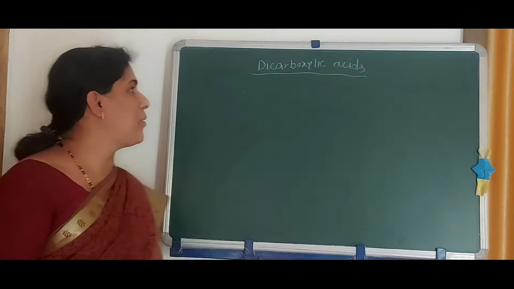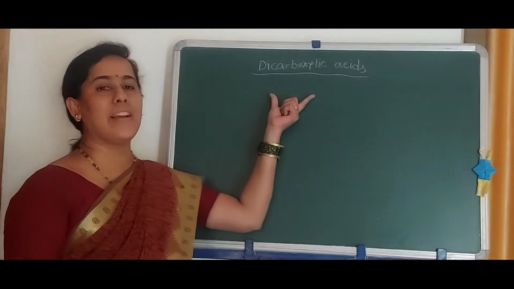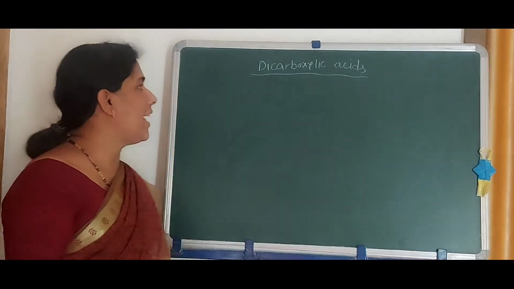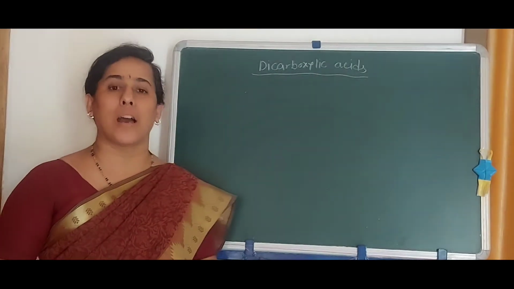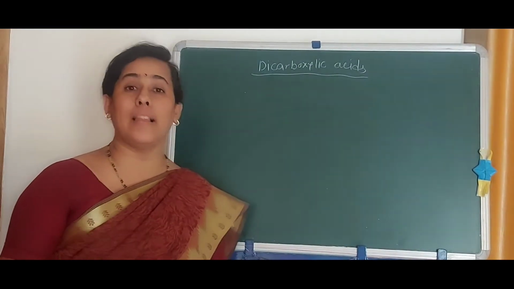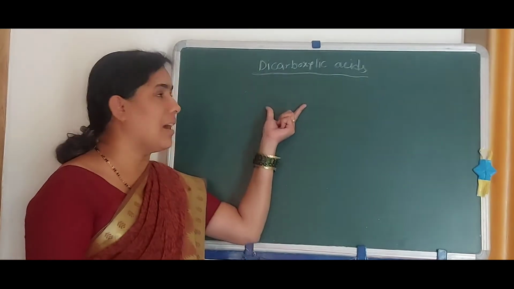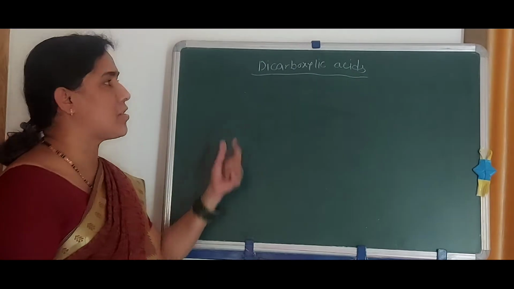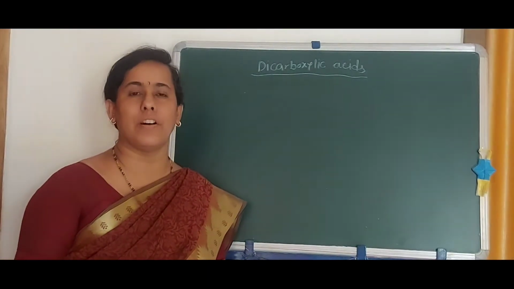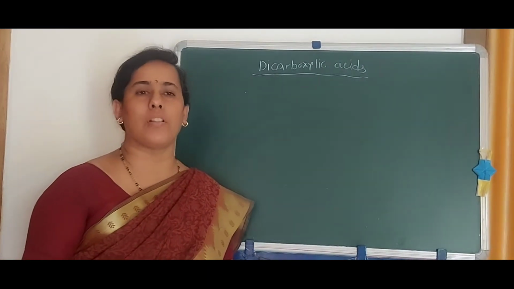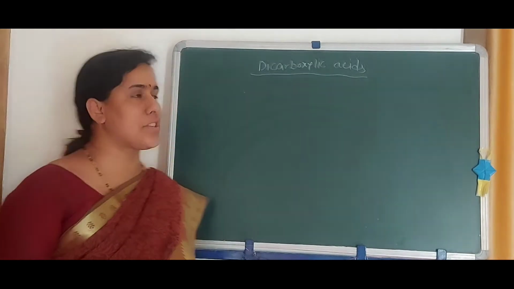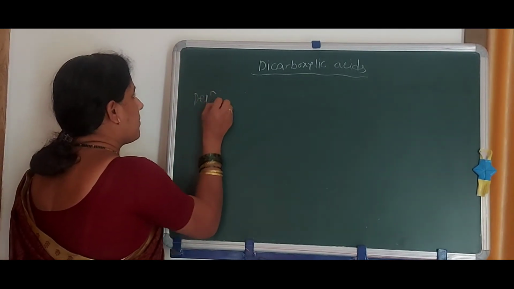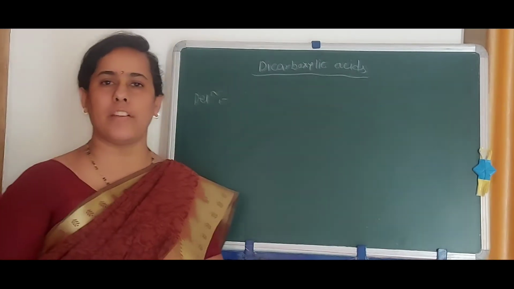Hello everybody. Today we are going to discuss the next point called dicarboxylic acid. In the last lecture we studied carboxylic acids such as acrylic acid and also oxalic acid. In this section we are first going to discuss the nomenclature for the dicarboxylic acids. First of all, we will start with its definition. Now, what is the definition?